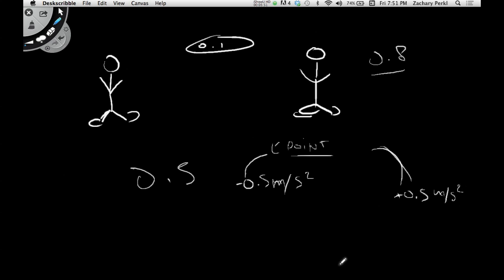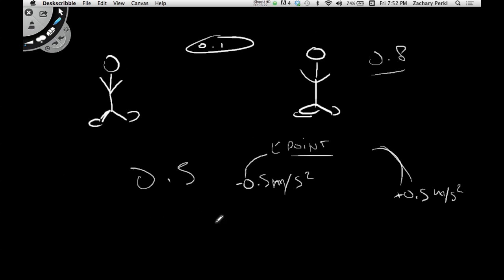Cool. So then, we know that when it's going up, it'll lose 0.5 meters per second, but when it's coming down, it'll gain 0.5 meters per second. So when it's coming down, the air resistance is pushing it up, but when it's going up, the air resistance is pushing it down.